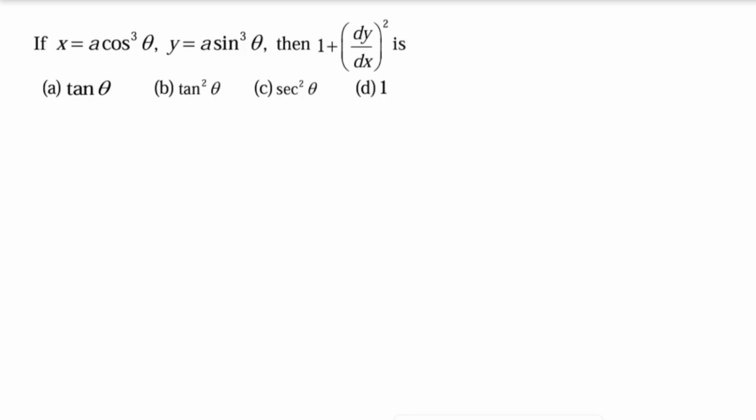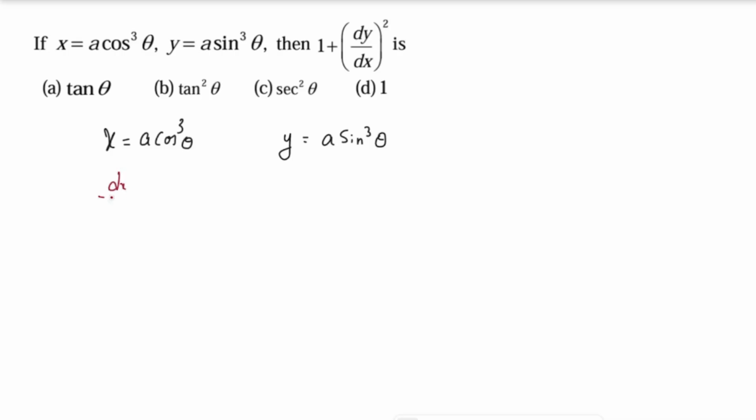Next question. X is equal to a cos cube theta and y is equal to a sin cube theta. Then 1 plus dy by dx the whole square. So let us calculate dy by dx first. So here x is equal to a cos cube theta and y is equal to a sin cube theta. Parametric form. So let us differentiate with respect to theta.